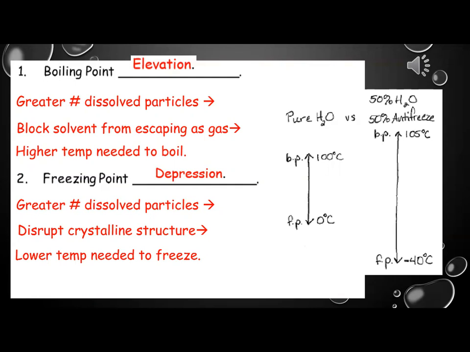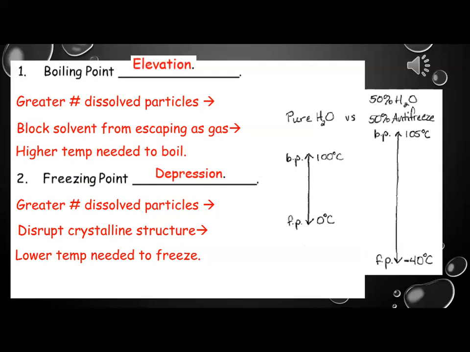Oppositely, freezing points are going to be lowered. We call that freezing point depression. Much the same reason, but this time our greater number of dissolved particles are going to actually disrupt our crystalline structure from forming when we freeze something. This is going to make it require a lower temperature in order to freeze.